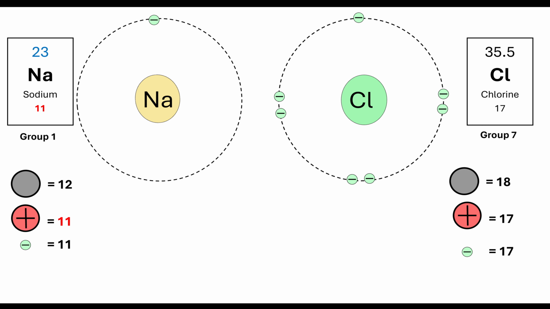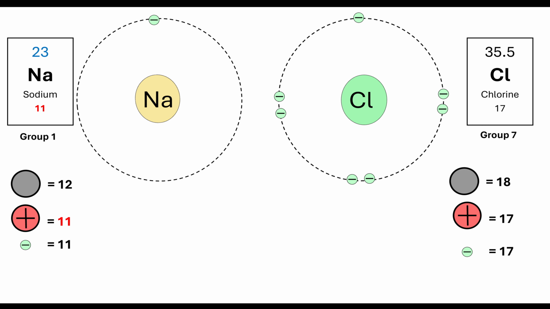Therefore, with sodium, it's much easier to give away and lose an electron and therefore be left with your full shell, which is the shell below, the energy level below, than to try to gain 7. With chlorine, it's easier to gain 1 electron than to get rid of all 7 of your electrons to leave you with a full outer shell.